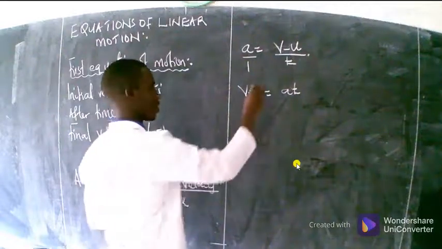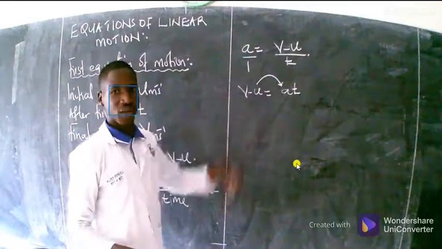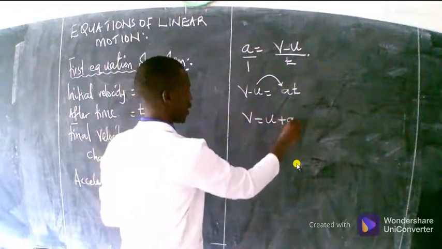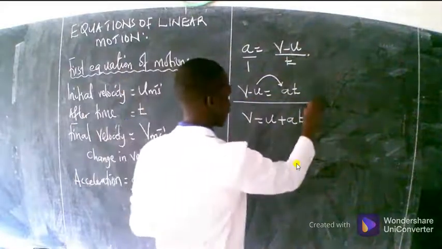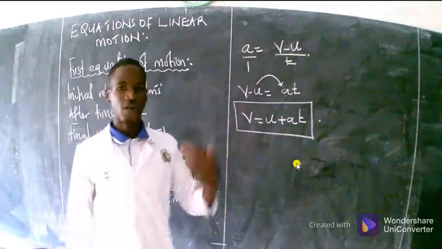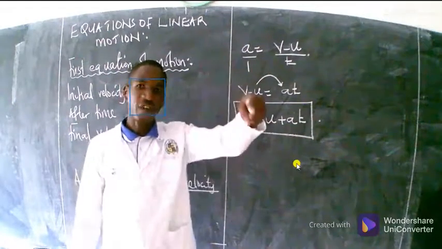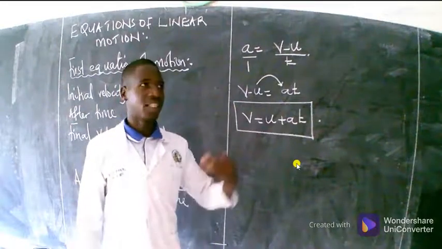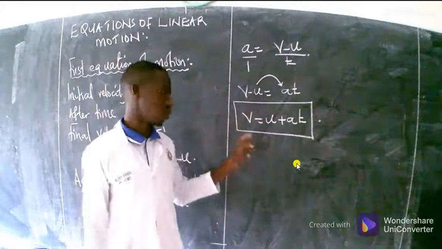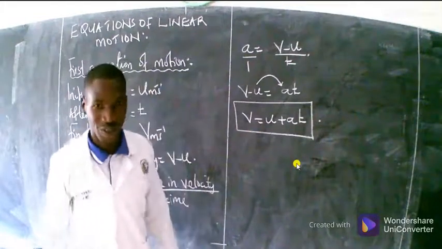Then from here, we take u to the other side. Don't forget that it is a minus, so when it crosses the other side, it will be a plus. We shall have finally v equal to u plus a t. This is the first equation of motion. The first equation of motion says v equals u plus a t, where v is the final velocity, a is the acceleration, and t is the time taken for this body to change its velocity from u to v. That would be the first equation of motion.